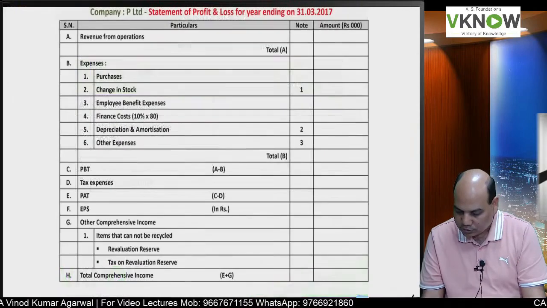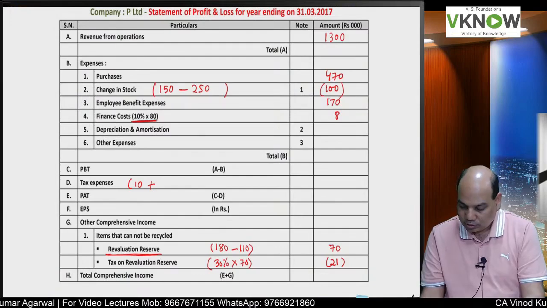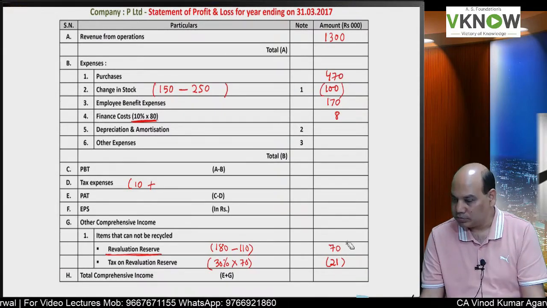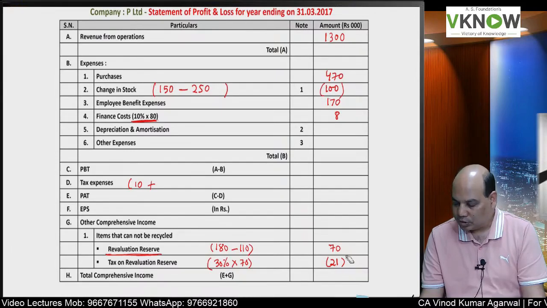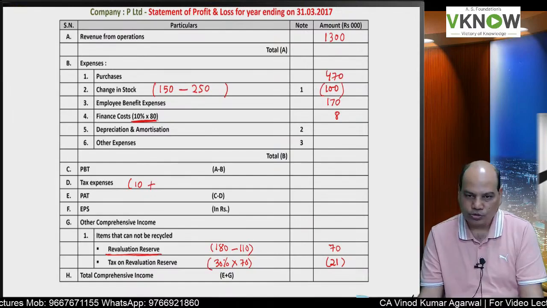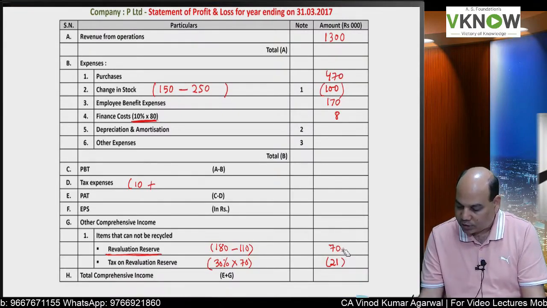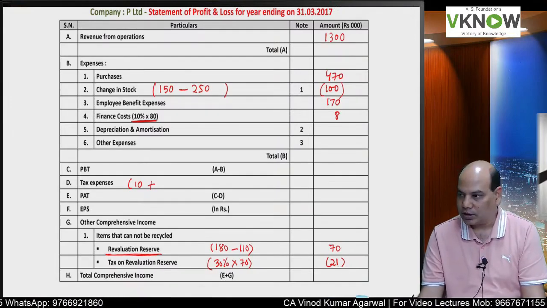OCI 21 negative, yes, that I have written. OCI 21 negative because revaluation reserve will increase your income, tax liability will reduce your income. Net increase in income will be 49, which we have written in SOCI. Okay, and the 70 separately you have to write in land and building, and 21 you have to write in the balance sheet as a deferred tax liability.